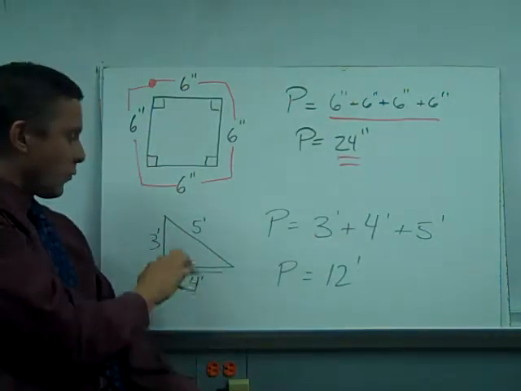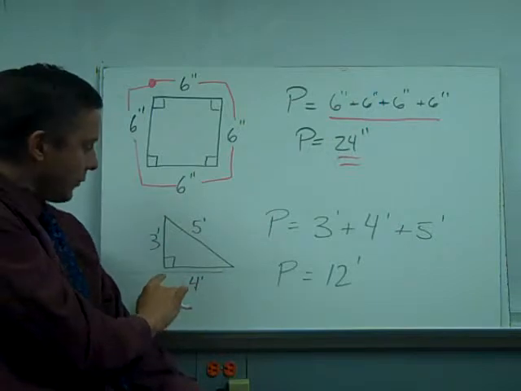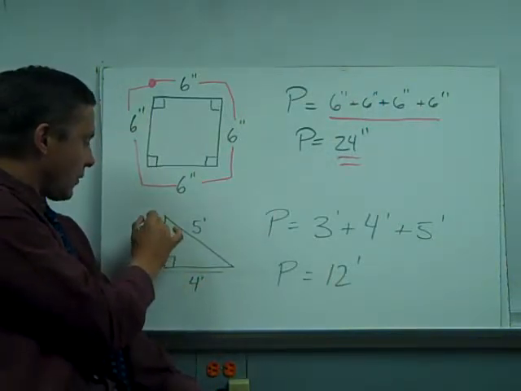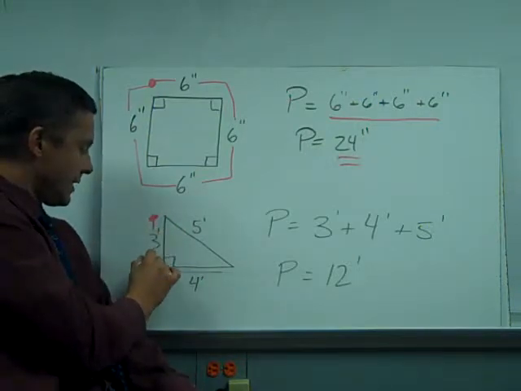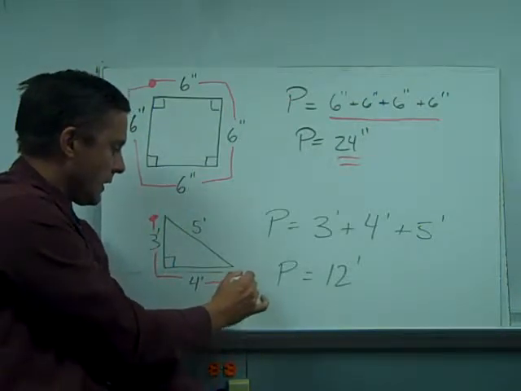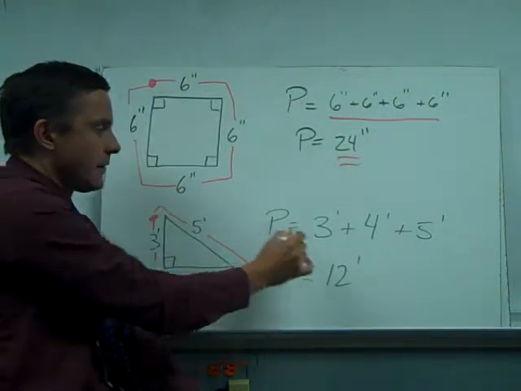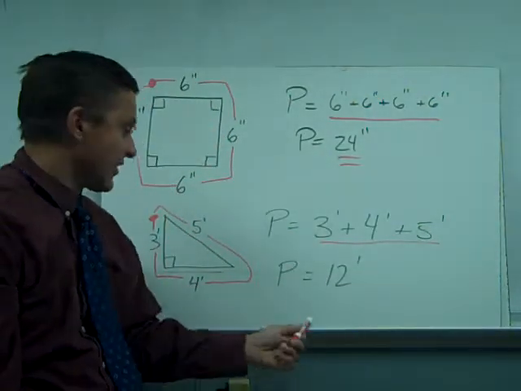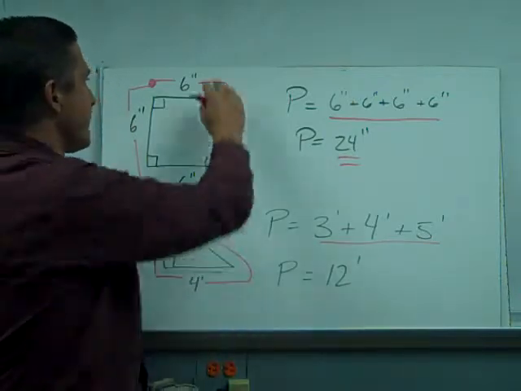One of my favorite right triangles here, a 3, 4, 5. Again, it doesn't matter where I start or which way I go around, but if I go around 3, 4, 5, 3 plus 4 plus 5, you add those numbers, you get a perimeter, in this case, of 12 feet.